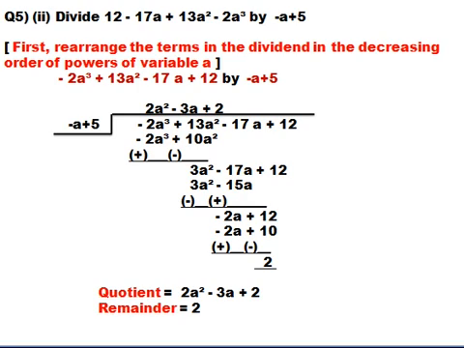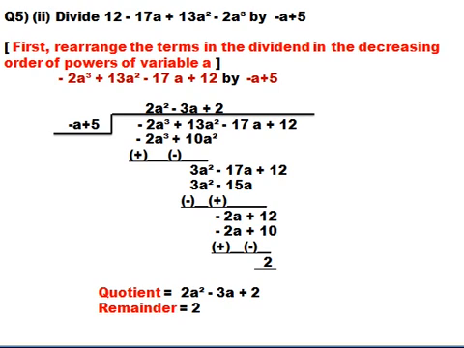Plus 12 minus 10, the sign of the greater number is plus, so it is plus. 12 minus 10 is 2. So the remainder is 2. So our final answer is: quotient is equal to 2a square minus 3a plus 2, and the remainder is 2.